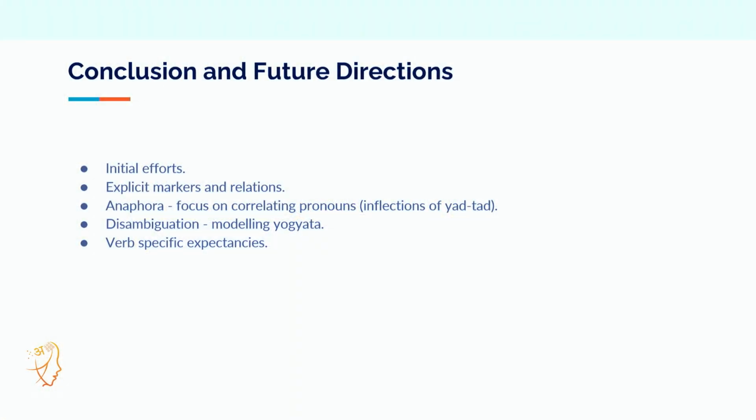Next slide, please. So this is an initial effort by us to use 3 factors, Akanksha, Yogyata and Sannidhi, and make an indigenous effort towards establishing relationships between 2 sentences. Currently, we are using explicit markers as relations to establish between 2 consecutive sentences. The next step of ours would be anaphora, where we will focus on correlative pronouns such as yaha, saha, etc. And then we will look at disambiguation by modeling yogyata, and we will also focus on verb-specific expectancies.